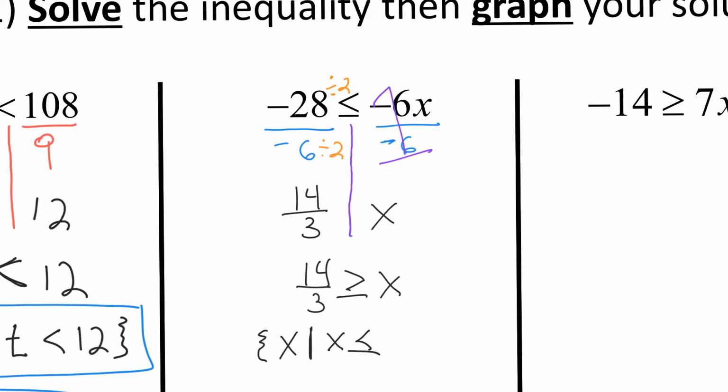And my fraction 14 over 3, 3 goes into 14 4 times. So I'm going to put a 4 here. And we have 2 as a remainder over 3.